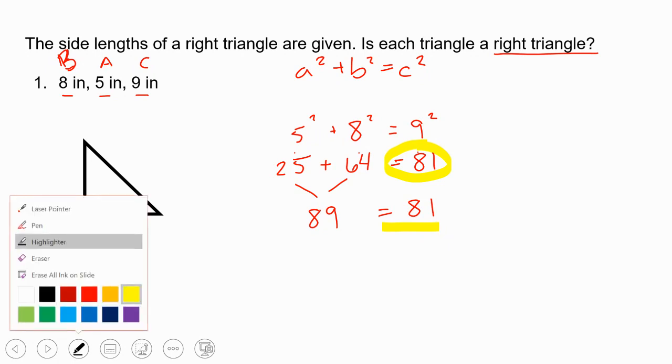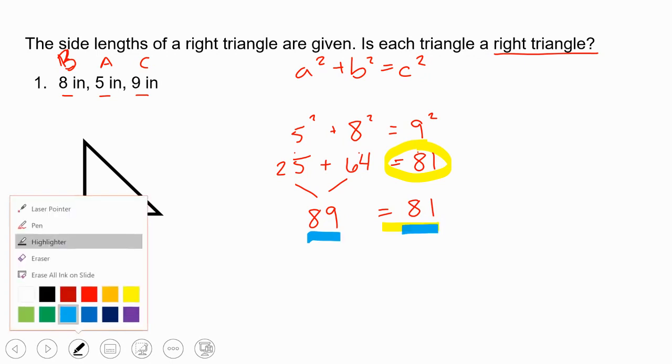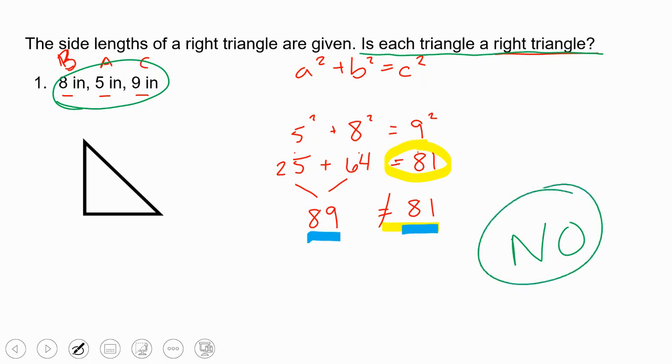Now, what I can see here is that these two numbers are obviously not equal to each other. So what that means is that they're not equal to each other. That means that these three numbers here do not make a right triangle. So the question was, is this triangle a right triangle? And we're going to answer no, it's not a right triangle.